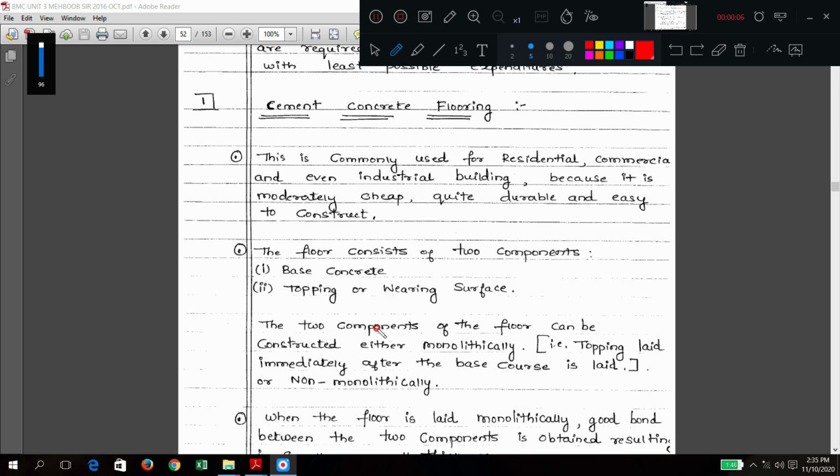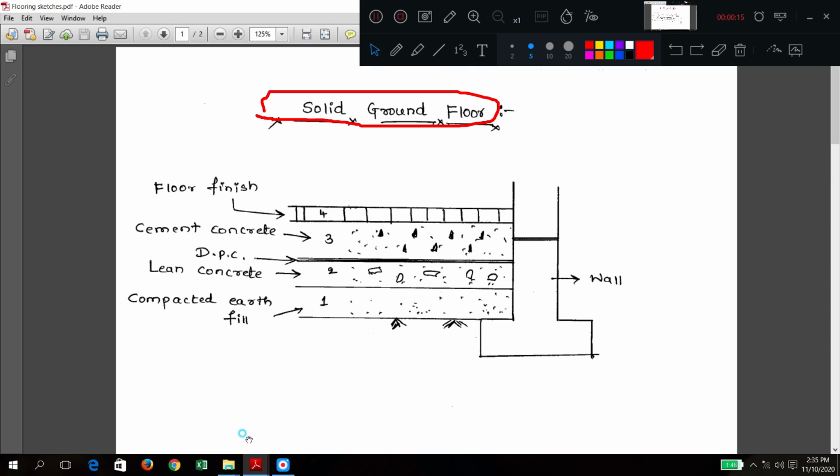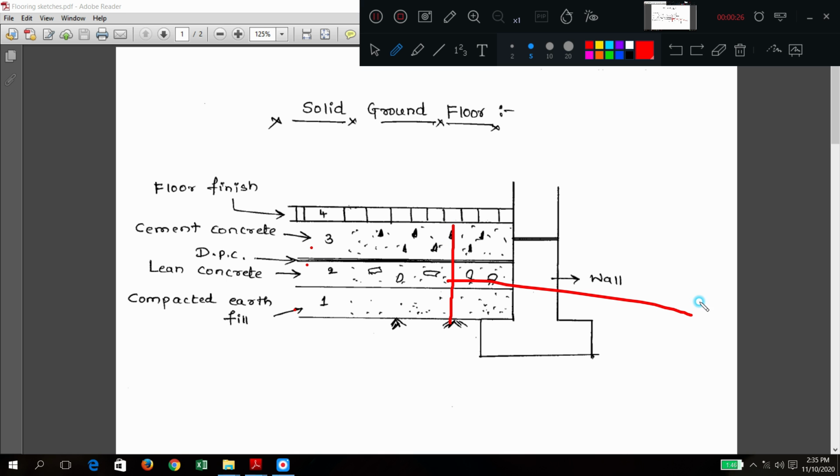Good morning, friends. So we are going to discuss the first type of flooring, that is cement concrete flooring. Just recall this diagram, very important. So this is a typical cement concrete flooring only. Here all the layers are present. One, two, three. So these three layers are called as floor base. Remember this word, floor base, and this is called as floor cover.